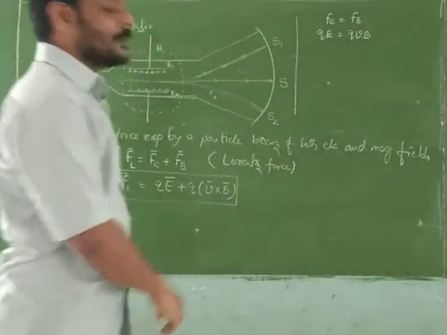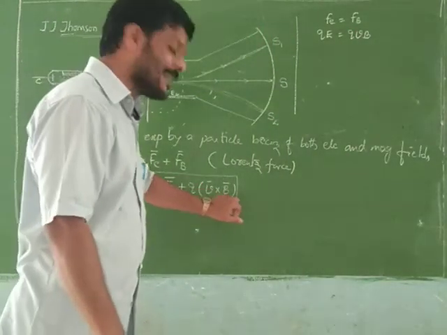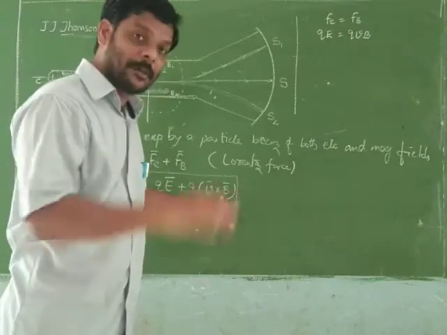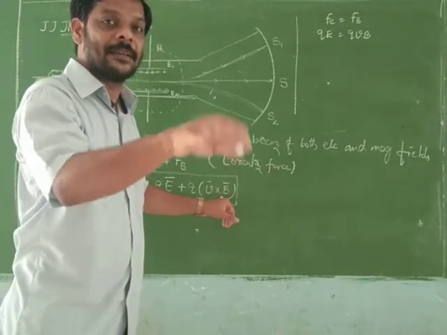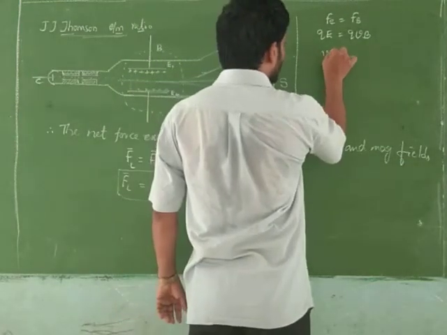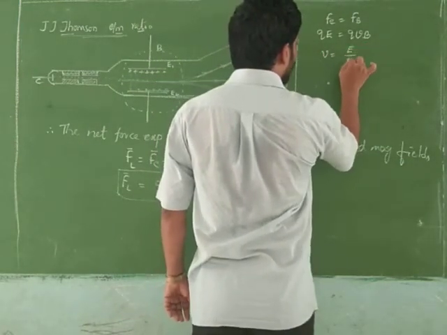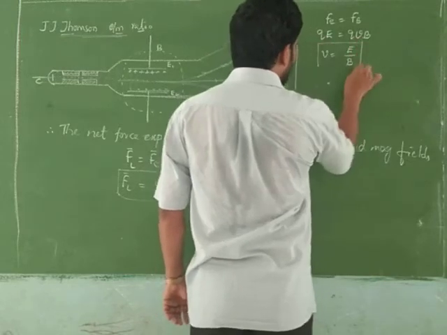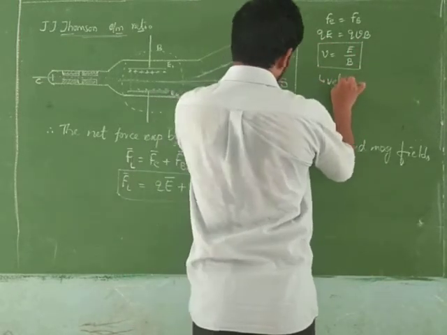I have taken only the magnitudes. Actually here it should be QVB sin theta. If V and B are perpendicular to each other, that is theta 90, sin 90 is 1, so QVB. So Q will cancel and we get V is equal to E by B. This velocity is known as the velocity selector.